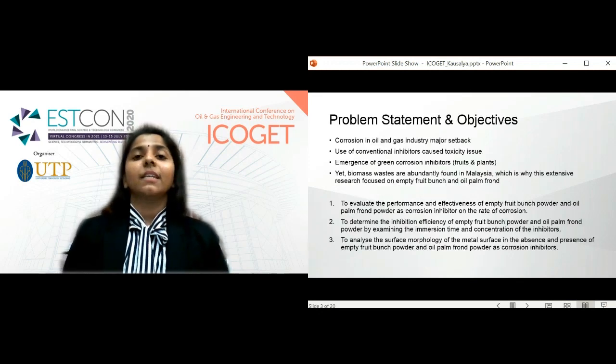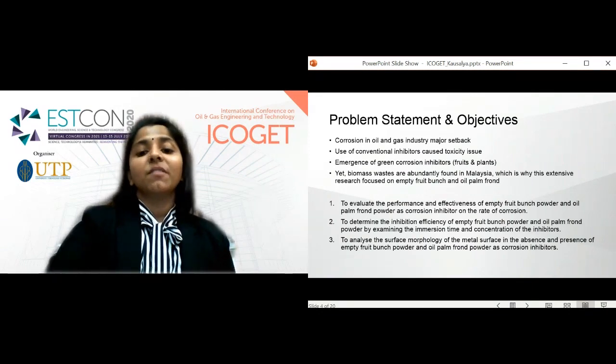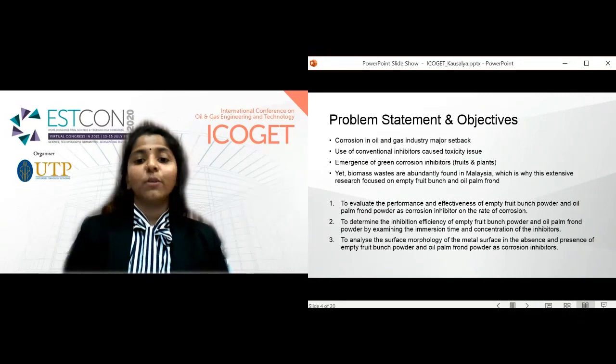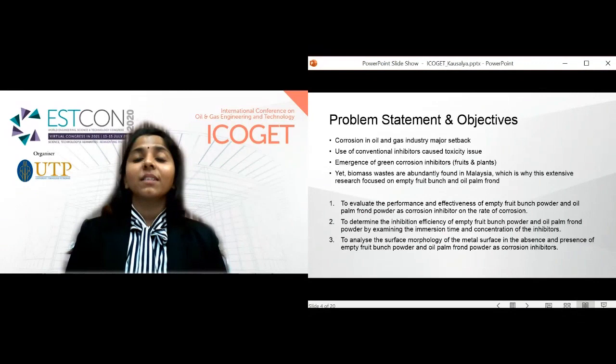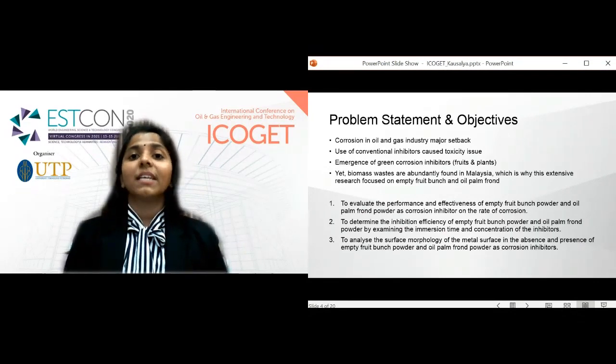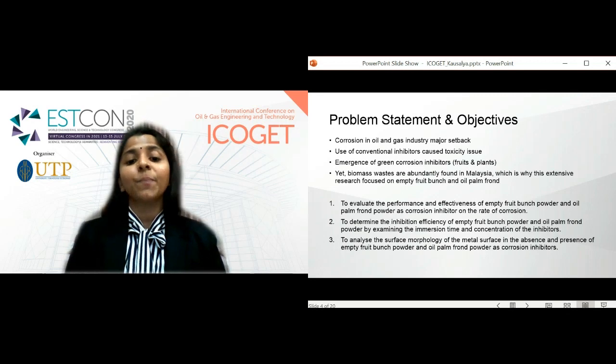Moving to the second content, problem statement and objectives. The main problem faced during this research is corrosion. Corrosion has always been the major setback in the oil and gas industry. In order to confront this issue, conventional, chemical-based corrosion inhibitors were introduced. However, the use of chemical corrosion inhibitors has resulted in new problems such as toxicity. Hence, the problem statement of this study focused on whether biomass-based materials can be used as green corrosion inhibitors as an alternative to encounter the corrosion issue.